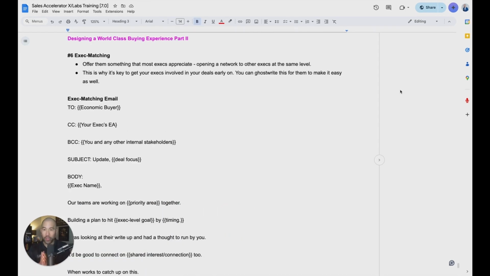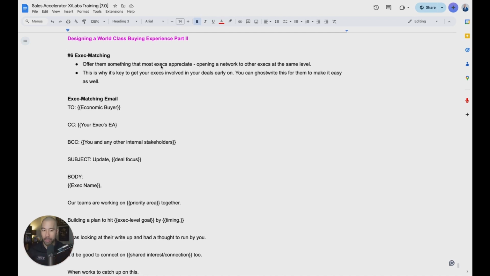The 6th thing we could do is exec matching. This is offering them something that most execs appreciate, which is opening a network to other execs, to have them expand their network. This is so powerful. This is actually why it's really great to get your execs involved early on in deals, because this way they can start building a rapport. They can help guide and nurture them. Sometimes they'll be far more responsive if it's C-level to C-level versus from an AE to C-level, even if you're a senior AE or an enterprise AE. Sometimes they just want to see, okay, here's another C-level exec who gets my problems, reaching out.